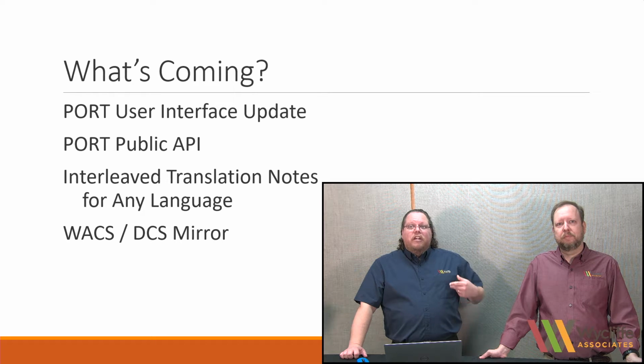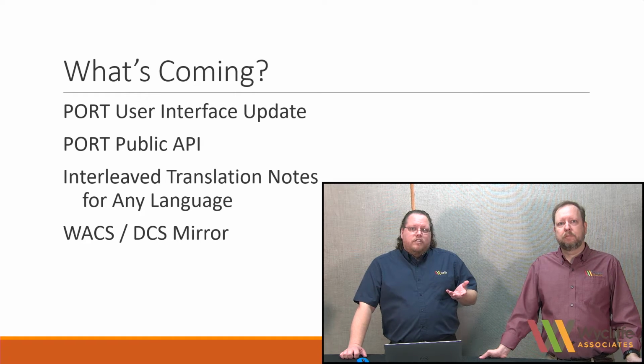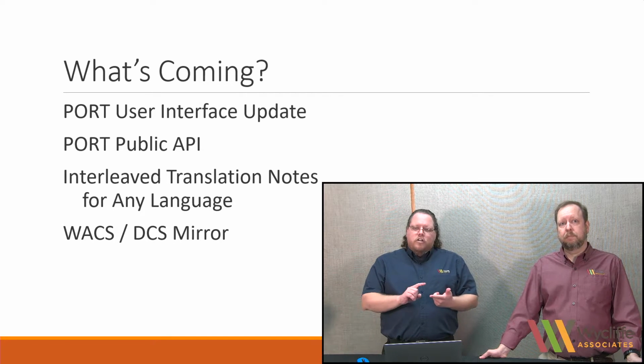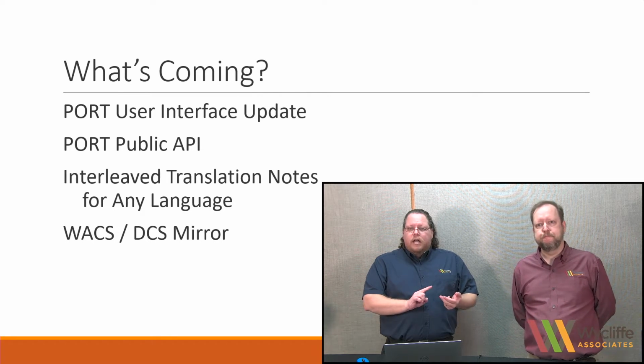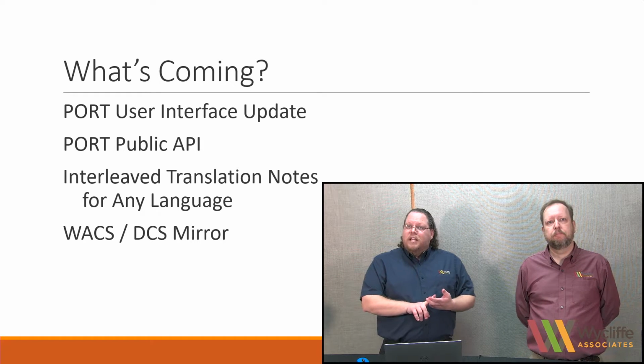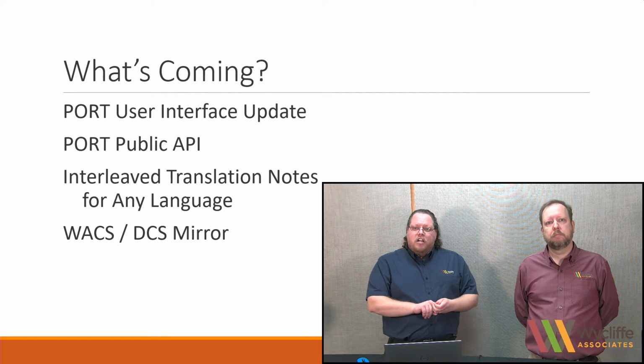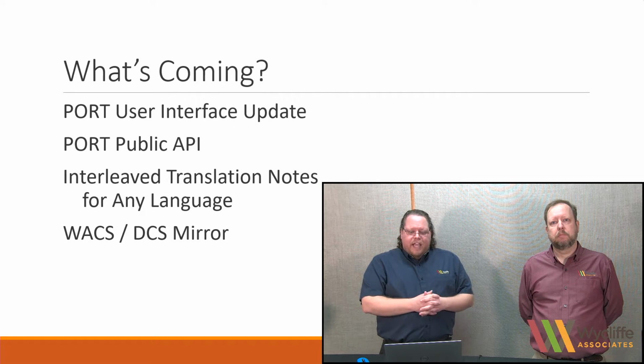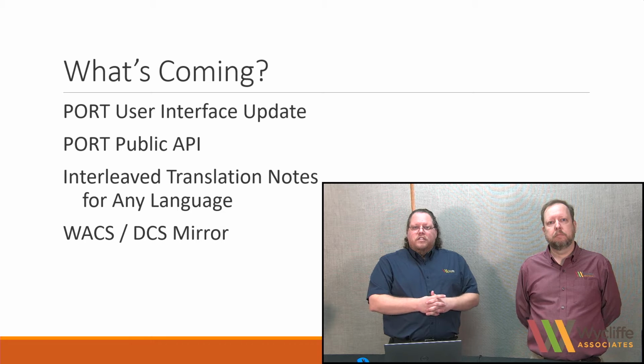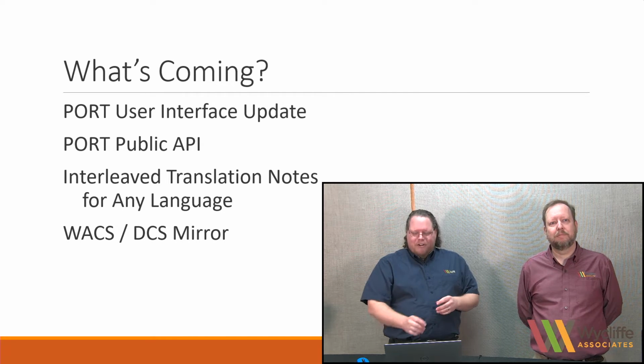So here are just some examples of some of the things that we're working on or will be working on soon that are coming down the pike. And some of these may become more showcases in the future. So among those are some user interface updates to port, a public API for port, and if that doesn't mean anything to you, I'll explain that in a minute. The Interleaved Translation Notes that I just talked about, but for any language. And finally, our WACS to DCS, other way around, DCS to WACS mirror.